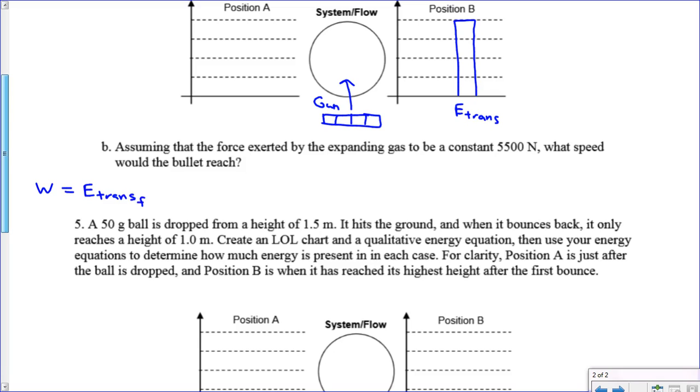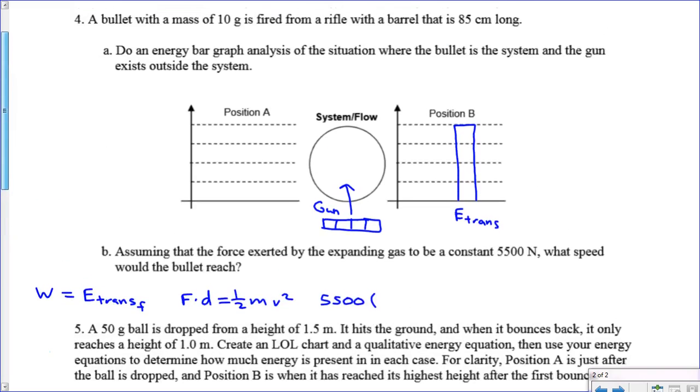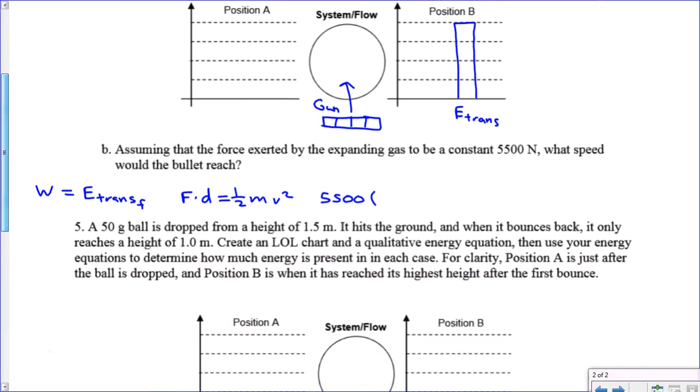All right, and if we calculate that then, we can do force times distance. Work equals force times distance. So I'll just write it out. F times D equals 1/2 mv squared. The force is 5,500 newtons, times the distance. We look there at the barrel length of the gun. If you look up above, it says that it is 85 centimeters long. So 85 centimeters is 0.85 meters.